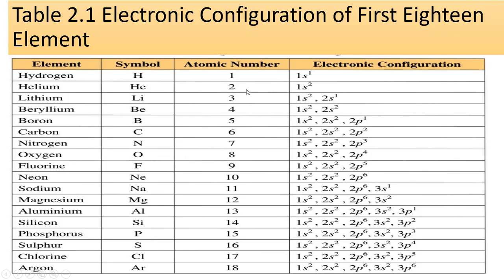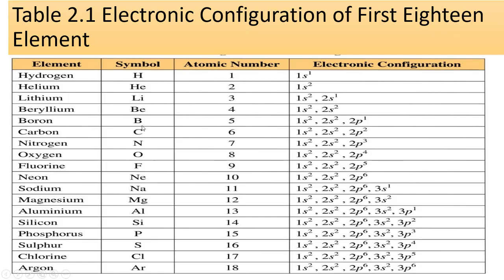The third one is lithium. Symbol Li. Its atomic number is 3. As you know that maximum capacity of s subshell is 2, so 2 electrons will accommodate in 1s2 orbital, and the third electron will go into the 2s orbital. Next is beryllium, symbol Be, atomic number 4. 2 electrons will accommodate in 1s2 orbital and 2 electrons in 2s2 orbital.